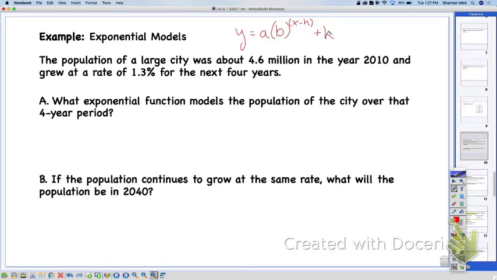So we're going to kind of fumble through this and see what happens because I haven't given you anything, right? So we just got to figure out how to do this. It says the population of a large city was about 4.6 million in 2010, and the growth rate of 1.3% for the next 4 years. What is the exponential function that models the population of the city over 4 years?